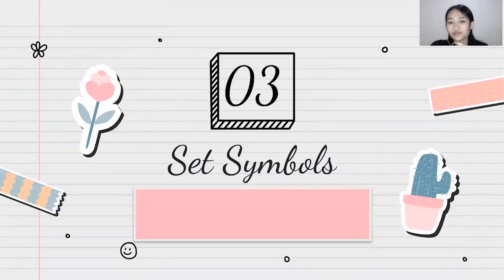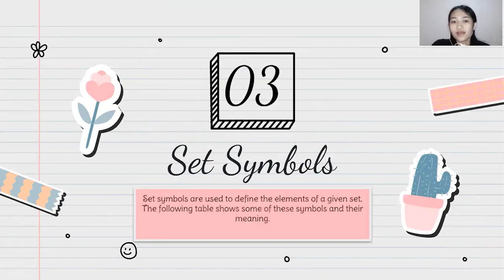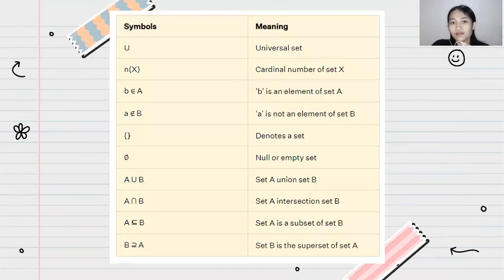Third, set symbols. Set symbols are used to define the elements of a given set. The following table shows some of these symbols and their meaning. Symbol 1 means universal set. The 2nd symbol means cardinal number of set X. The 3rd symbol means B is an element of set A. The next symbol means A is not an element of set B.